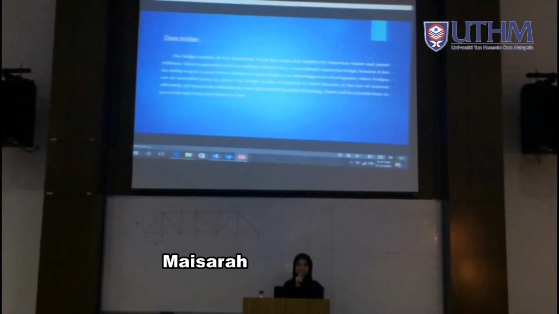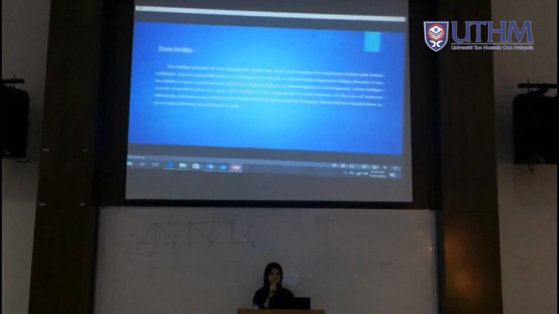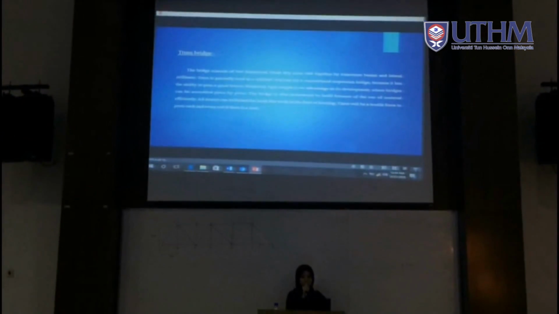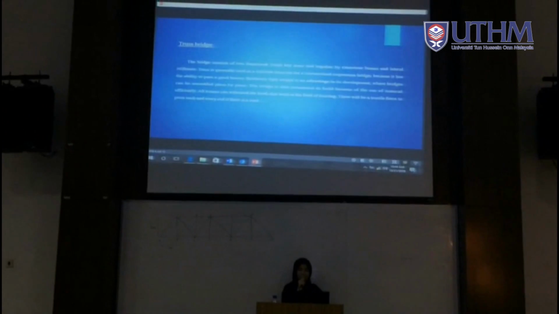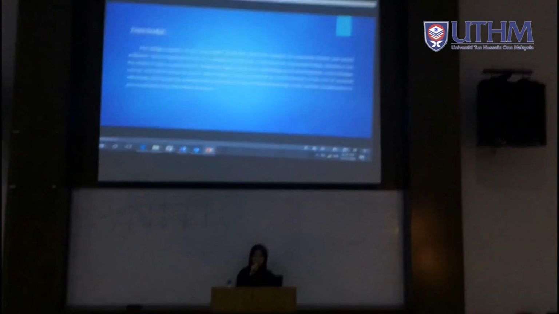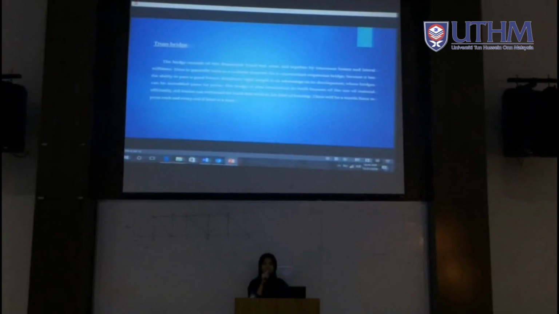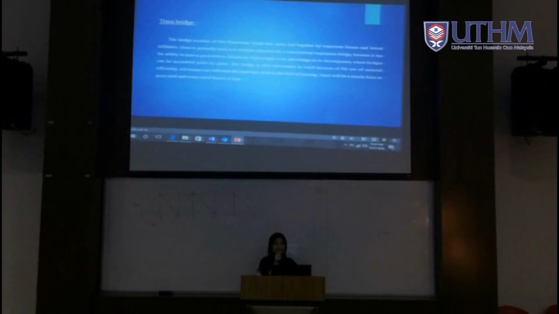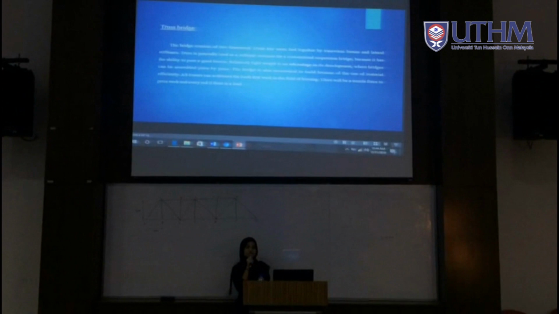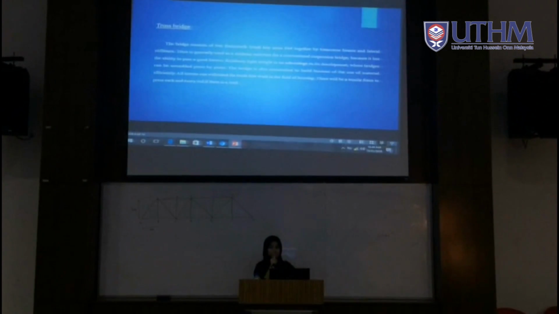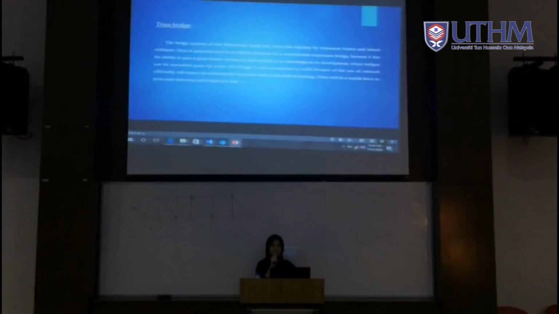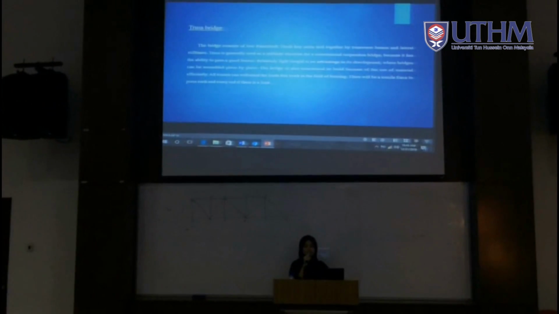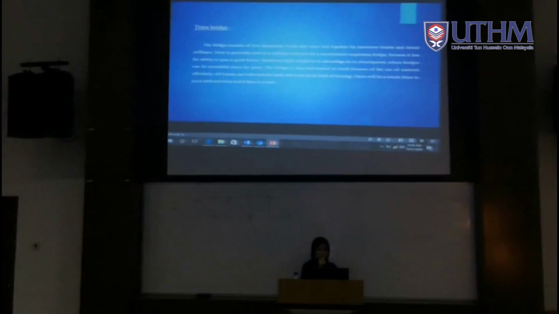This is a truss bridge. The truss bridge consists of two framework trunk areas tied together by transverse beams and lateral stiffness. Truss is generally used as the stiffness structure for conventional suspension bridges because it has the ability to pass a good load. Relatively lightweight is an advantage in its development, where the bridge can be expanded piece by piece. The bridge is also economical to build because of the use of material efficiently.